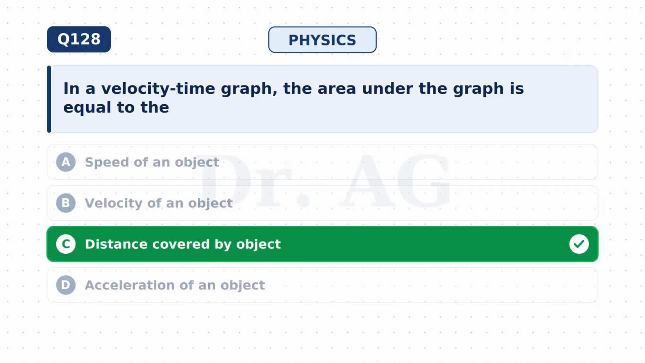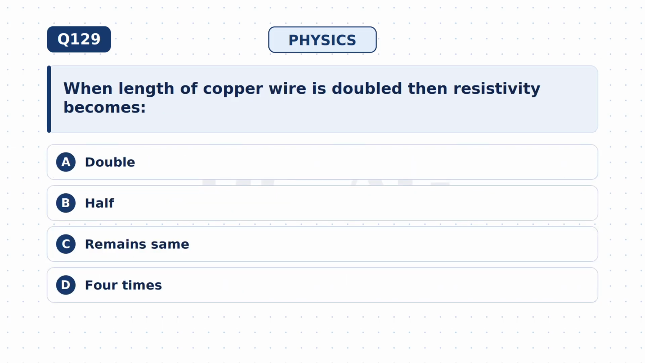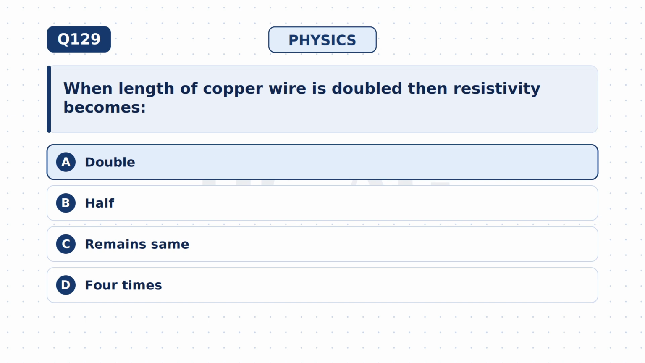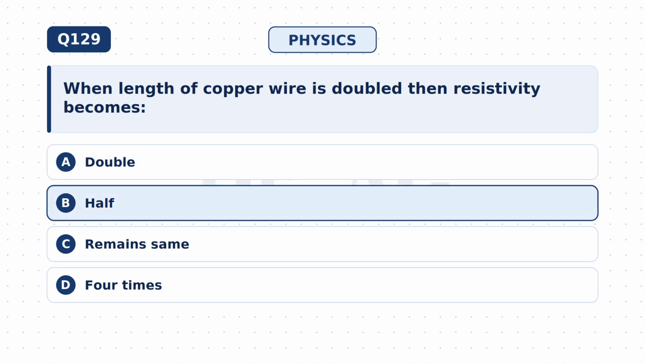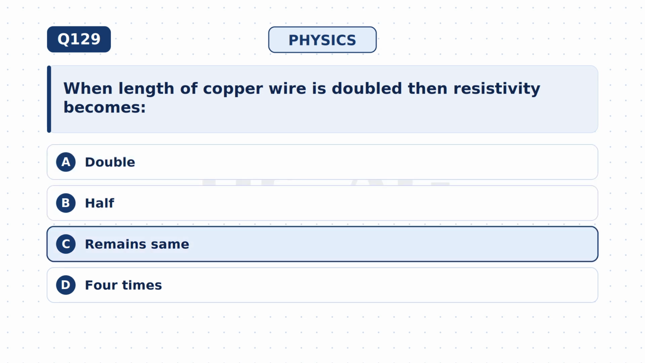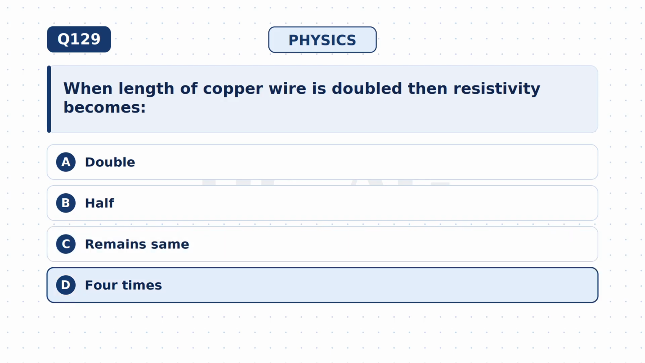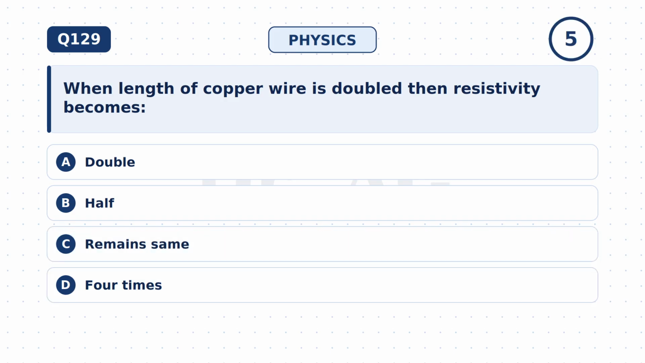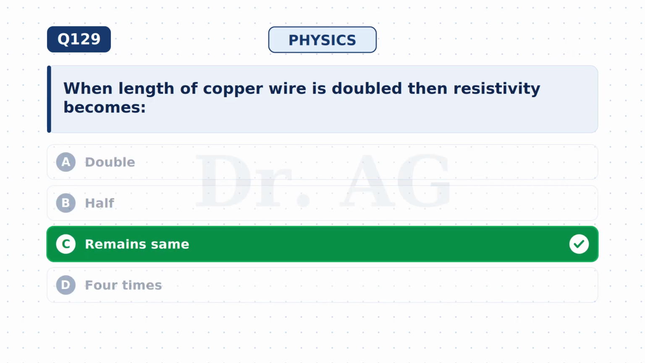The correct answer is C, distance covered by object. Question 129. When length of copper wire is doubled, then resistivity becomes. Option A, double. Option B, half. Option C, remains same. Option D, 4 times.